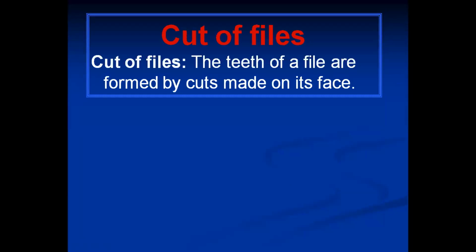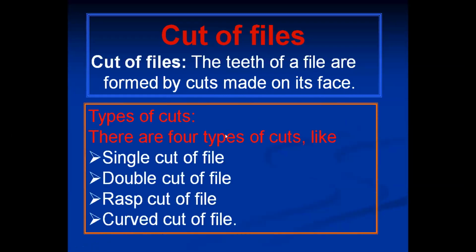Next, cut of files. The teeth of a file are formed by cuts made on its face. So in the face of the file, the teeth are formed by cuts. That is the cut of a file. Now, types of cuts: how many cuts of files are there? There are 4 types of cuts of files.